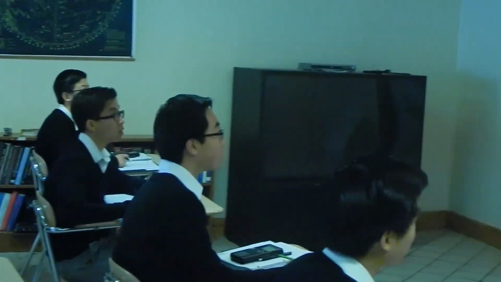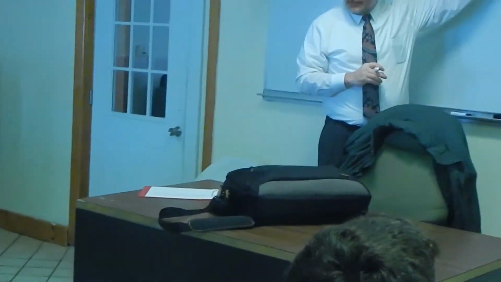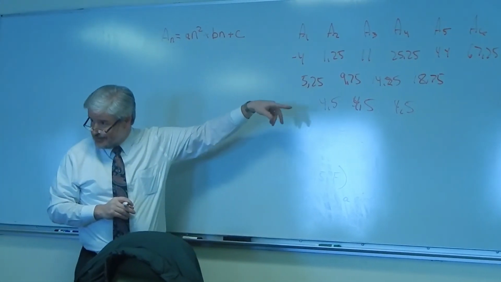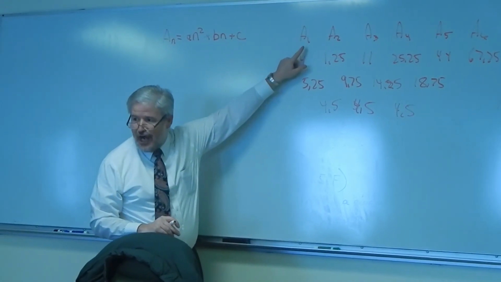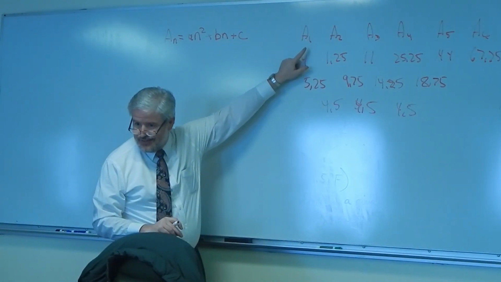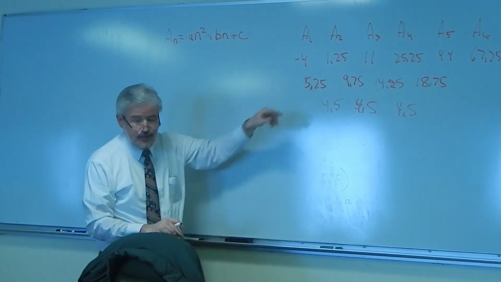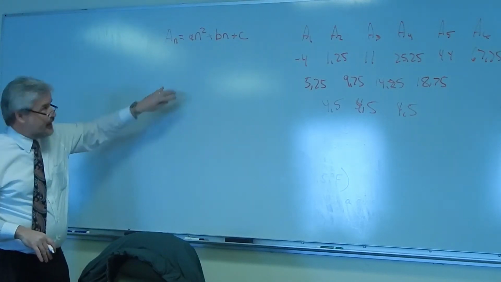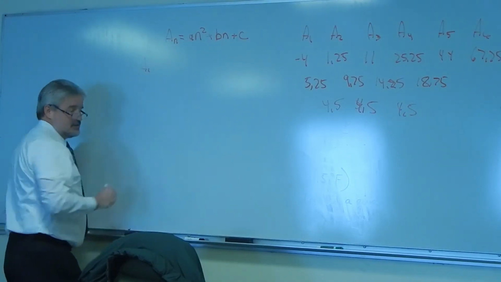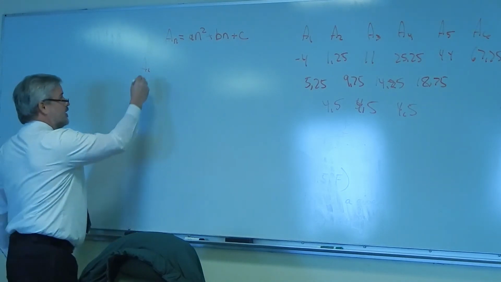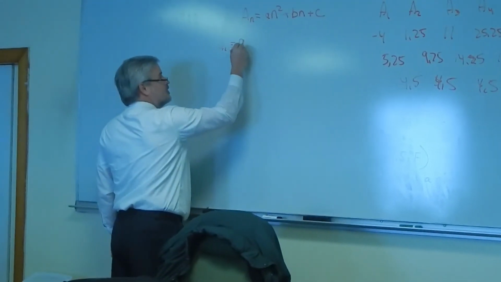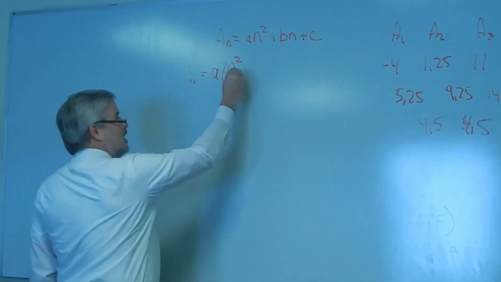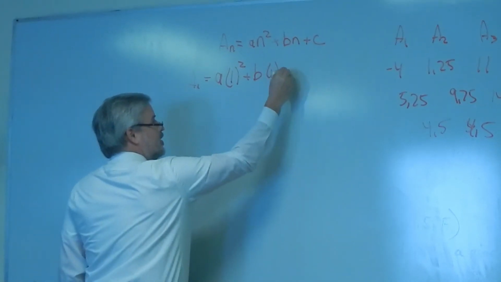Now, what do we know? We know that A1 is negative 4. We know that A2 is 1.25. And A3 is 11. So when n is 1, A1 is negative 4. And so we're going to use that bit of information to make this more concrete. So when n is 1, we get a times 1 squared, plus b times 1, plus c.